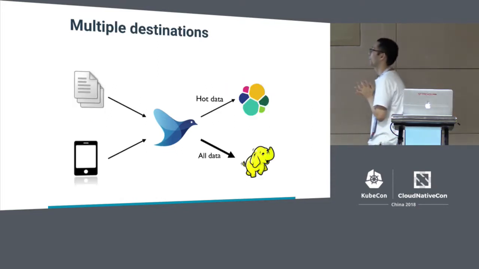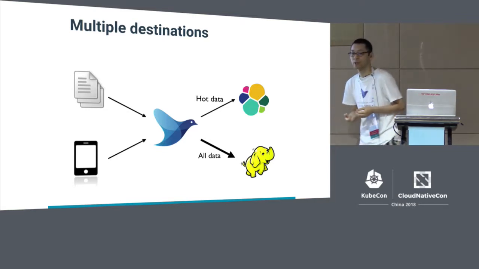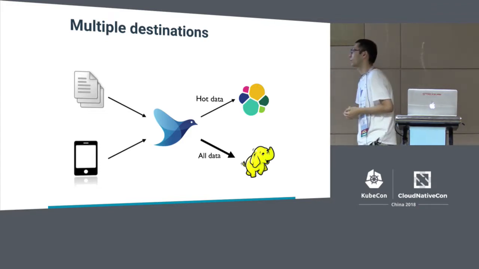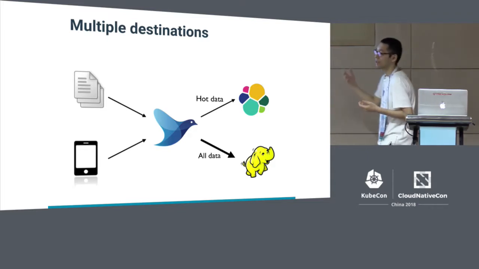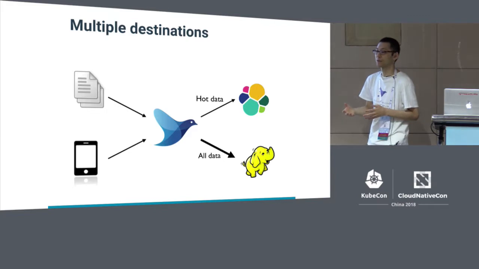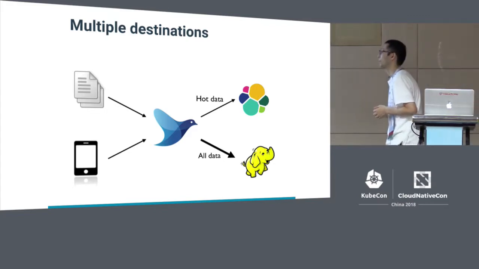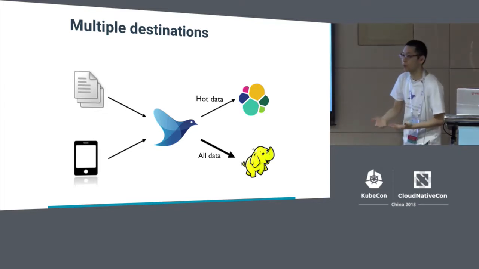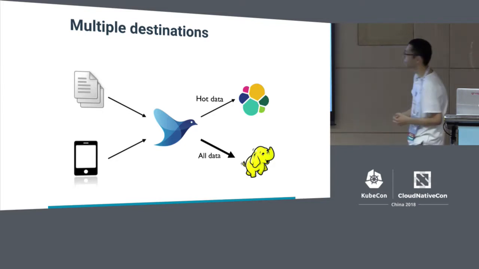Of course, Fluentd also supports multiple destinations. Currently, a single data store is not popular, so users set up multiple databases or data stores for their data analytics platform. For example, hot data is stored into Elasticsearch for recent analysis, and old data is stored in Hadoop or S3 as a very large data repository.